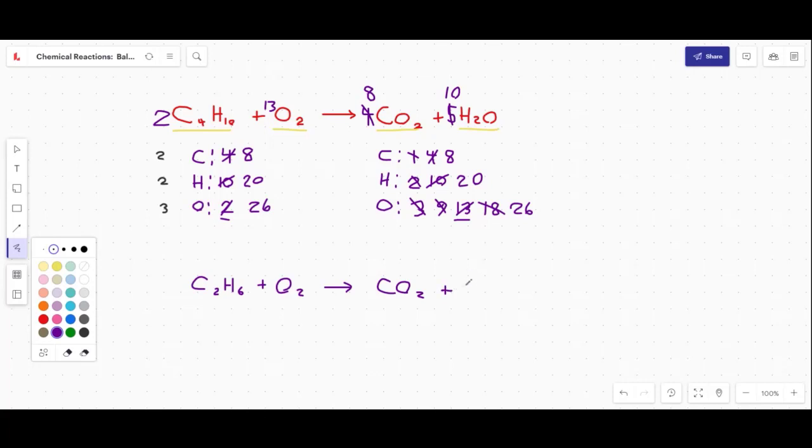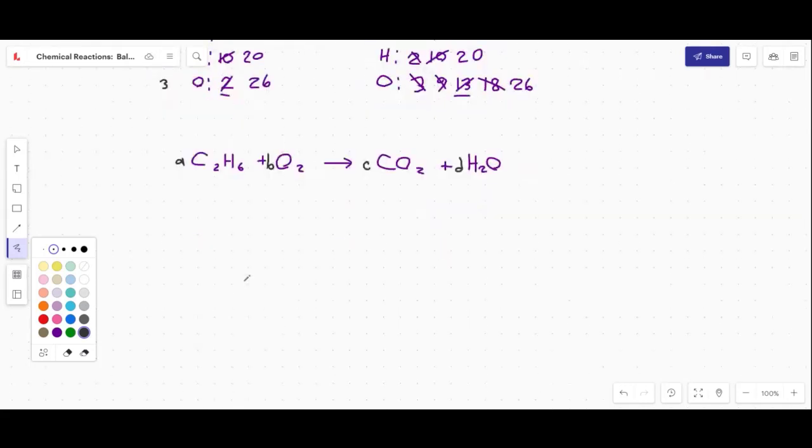What I do is I put a variable in front of each one of these coefficient places. So for example, I'm going to go ahead and use A, B, C, and D. I'll use lowercase letters so we don't confuse them. So this will be a little a. That'll be the coefficient for that. Little b will be the coefficient for oxygen. Little c will be the coefficient for CO2. And little d will be the coefficient for water.